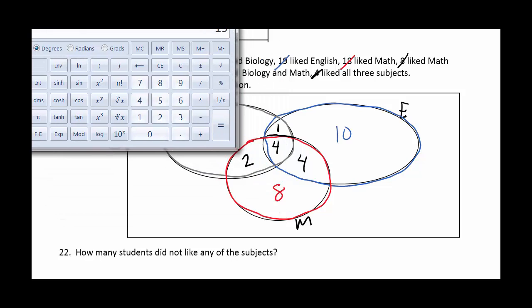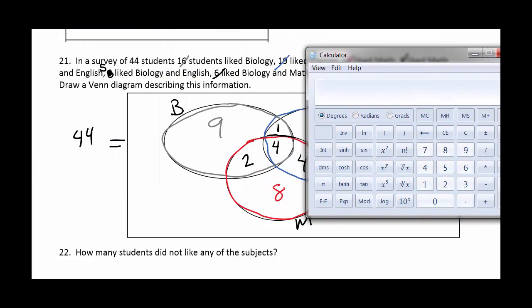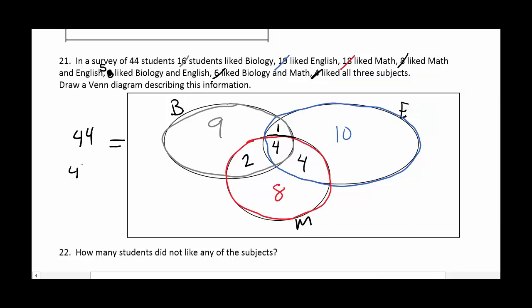All right, so 19. Then I want to add the 8 in. Hopefully I don't mess that up. Then I want to add the 2. And then I want to add the 9. Okay, so I've now accounted for 38 students. So how many students are outside of these bubbles? There's got to be 44 minus 38, which is 6. So there are 6 students that don't like biology, English, or math.